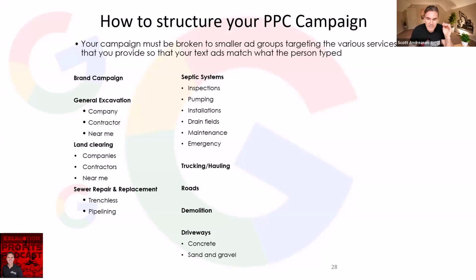And by the way, just a little side note on that. The majority of search volume is for septic pumping. So if you do that, great. If you don't do that and you don't have a negative keyword phrase for pumping, you're probably wasting like a third of your ad spend or more on people looking for septic pumping. Same thing with septic cleaning. That's another one. So septic installations, drain fields, septic maintenance, emergency septic services, you would want to have an ad group for each one of these.